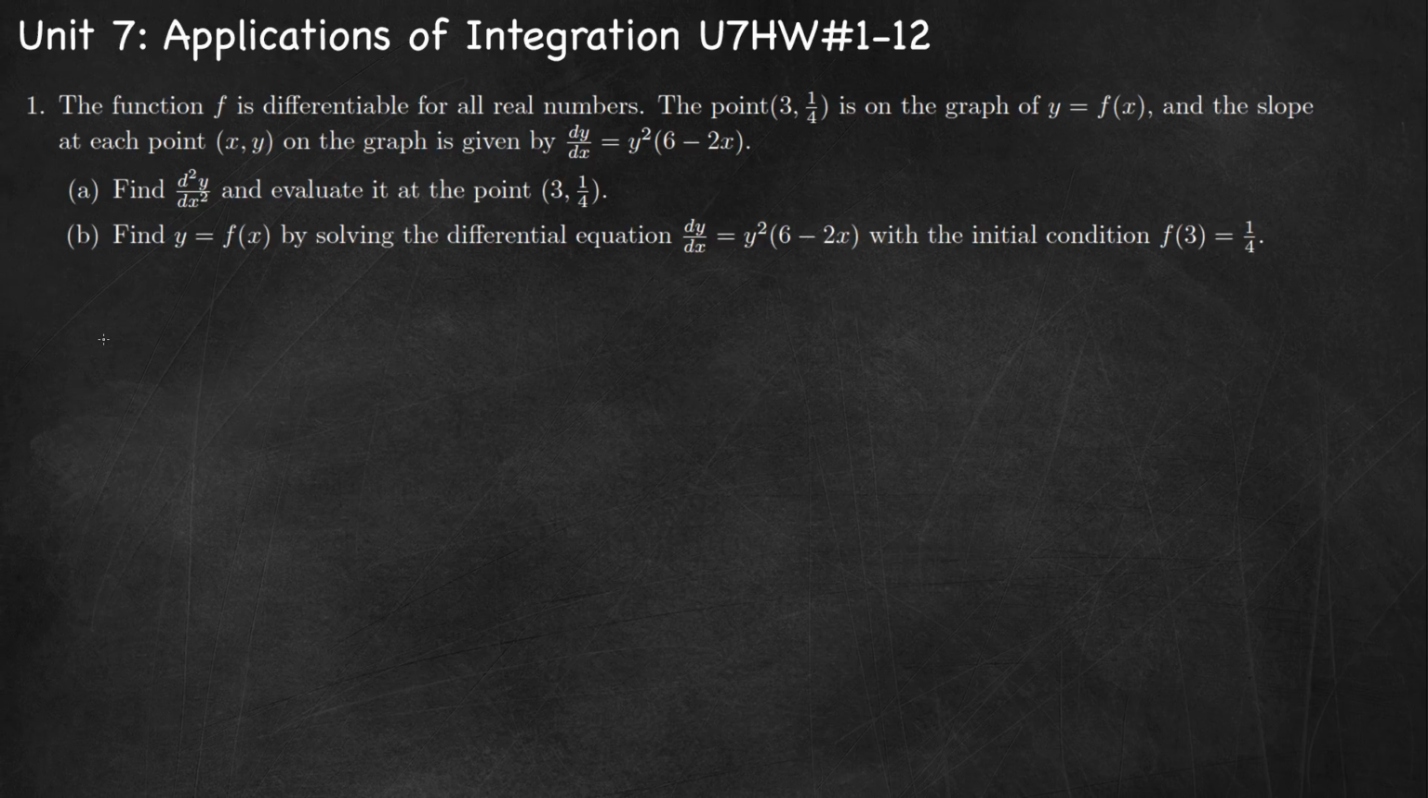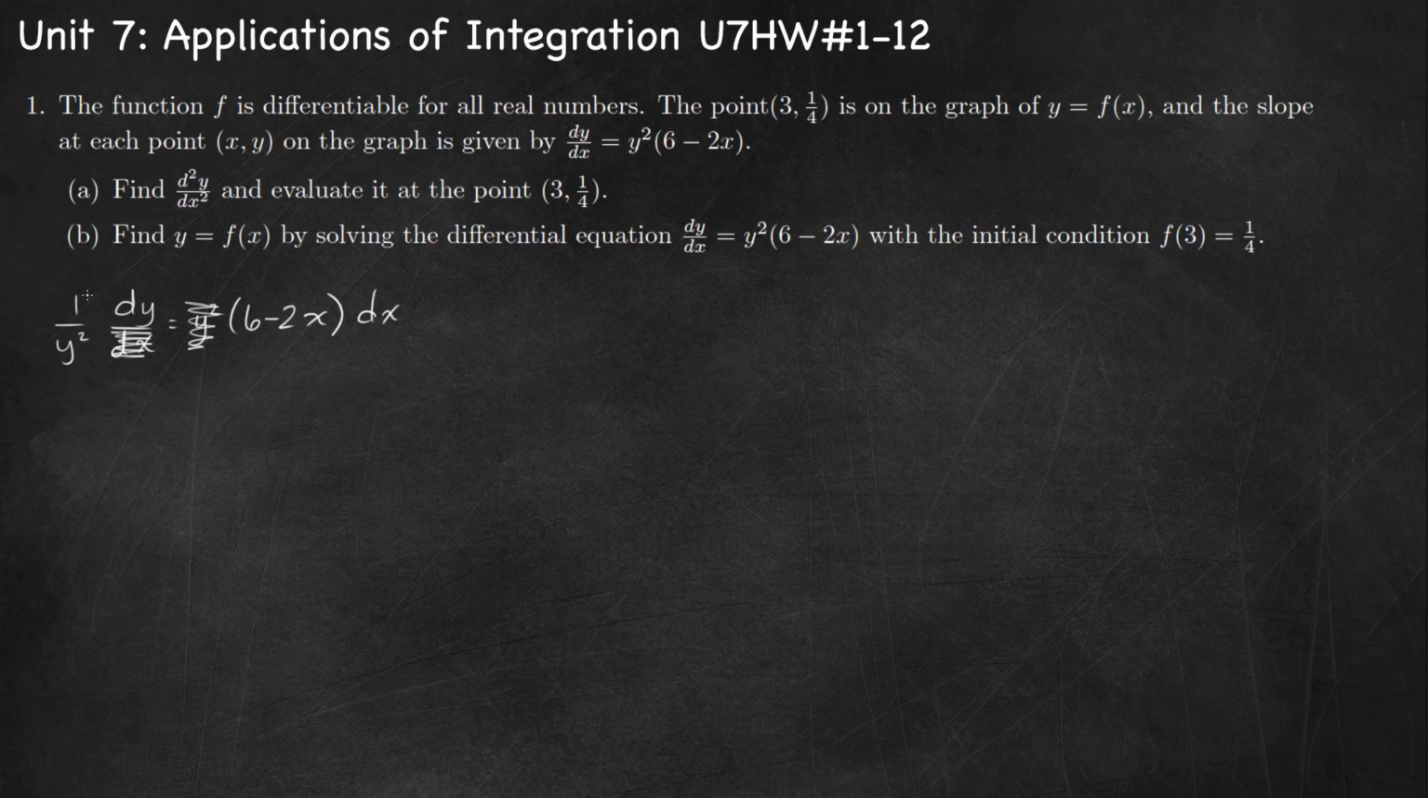Part B, find y equals f of x by solving the differential equation dy/dx equals y squared times (6 minus 2x) with the initial condition f of 3 equals 1/4. So let's write down our differential equation. We've got dy/dx equals y squared times (6 minus 2x). The first thing I want to do is to separate my variables. So I'm going to multiply both sides by dx. And I'm going to divide both sides by y squared, or multiply both sides by 1 over y squared.